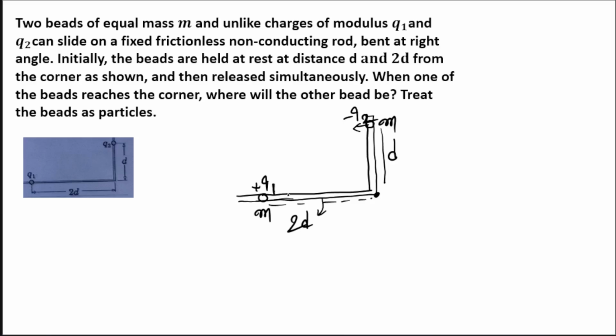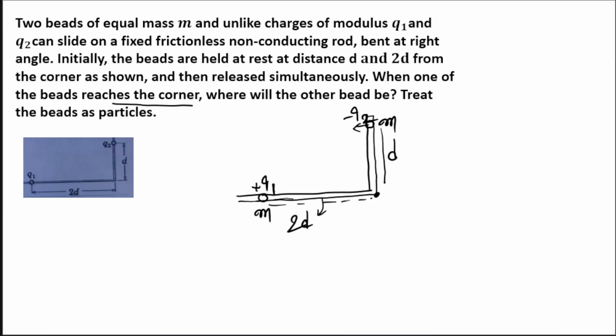So there must be some external factor responsible for keeping them at rest. And it is said that when that external factor is removed, that is, when the system is released from rest, they will start moving. We are asked, when one of the beads reaches the corner, where will the other bead be? Treat the beads as particles.